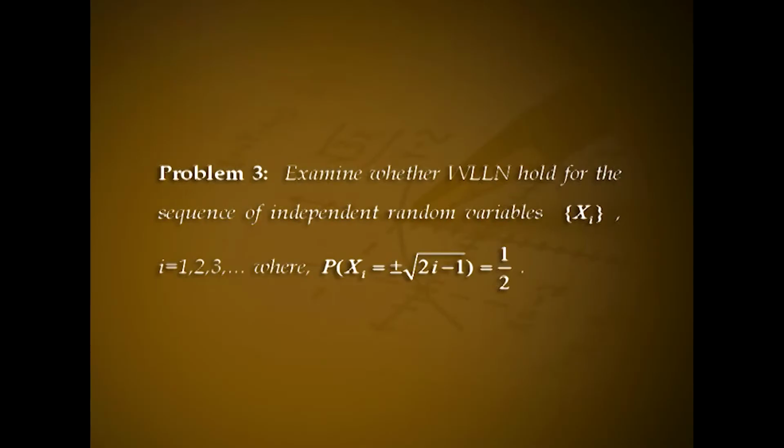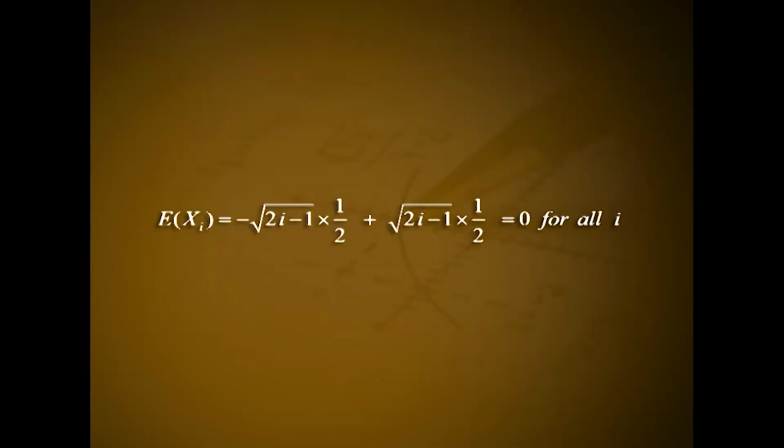Problem 3. Examine whether WLLN holds for the sequence of independent random variables xi for i equal to 1, 2, 3 etc., where probability of xi equal to plus or minus square root of 2i minus 1 equal to 1 by 2. Solution. Expectation of xi equal to minus square root of 2i minus 1 into 1 by 2 plus square root of 2i minus 1 into 1 by 2, that is equal to 0 for all i.